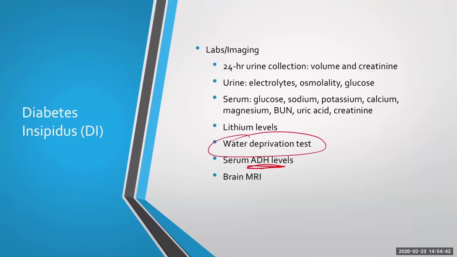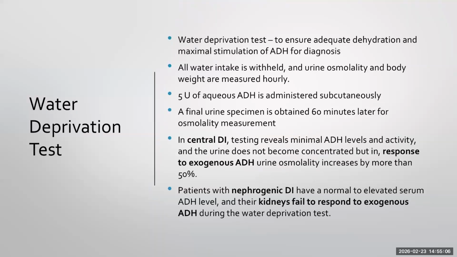Check your ADH levels. See what they're doing. What would they be with diabetes insipidus? Low. They're not making anything. And check your brain MRI because, again, like 75% or 70% of all the patients coming in with DI are going to have some sort of head problem, trauma, post-surgery, something going on with the brain.